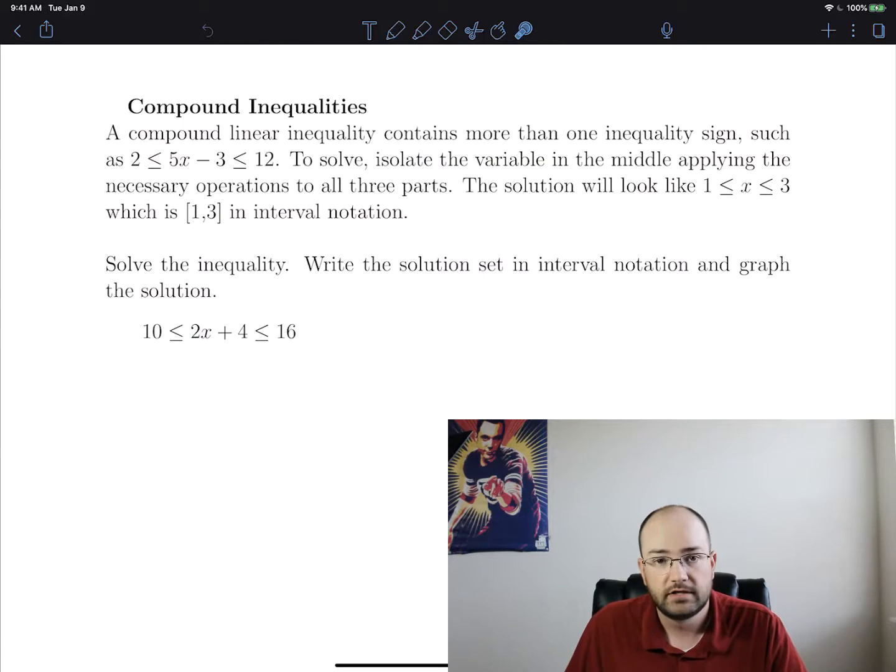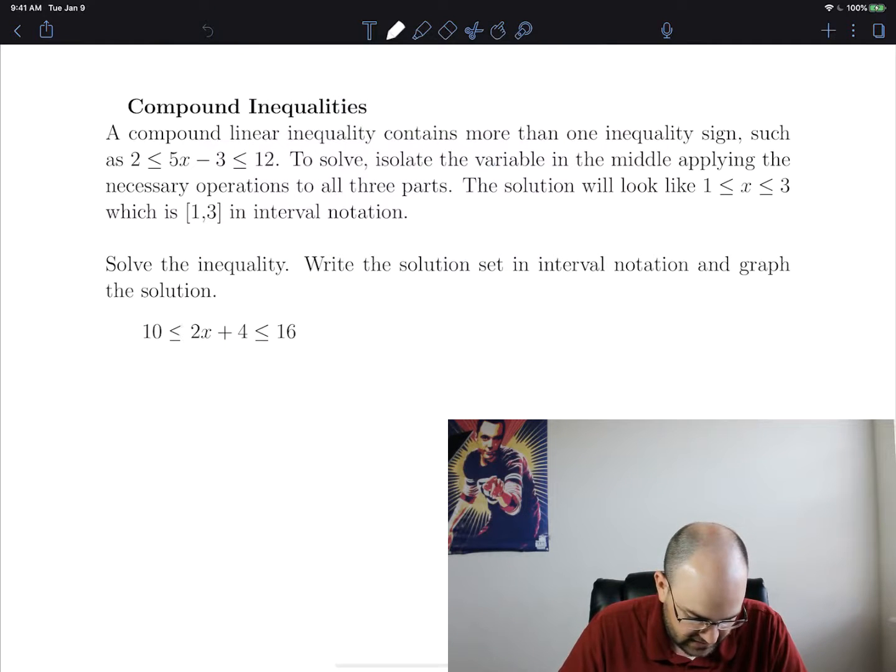Alrighty, so let's solve the inequality. We want to write the solution set in interval notation and graph the solution set. So our entire goal here is to get just an x in the middle. And you can do this pretty much in only one way, but you can think of this as a couple of different ways.